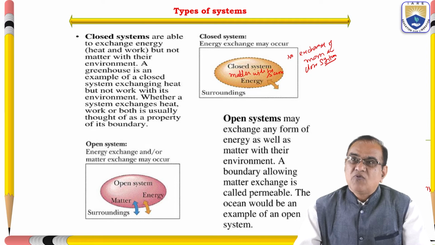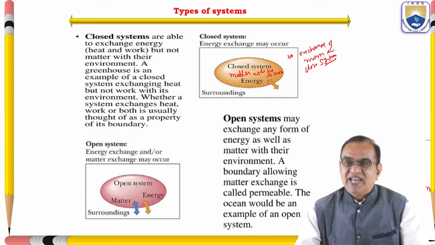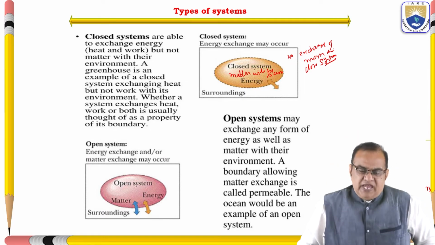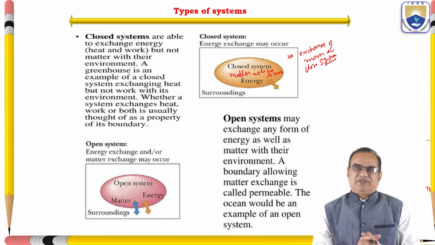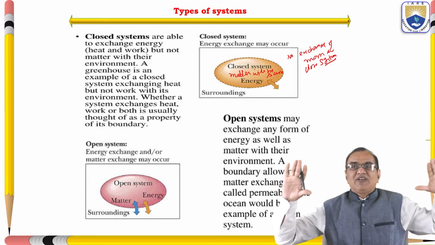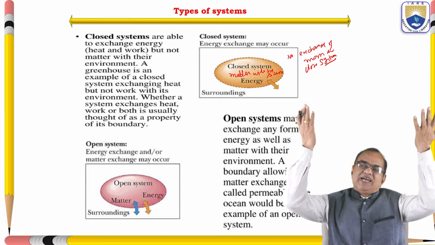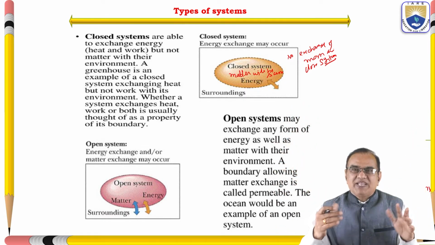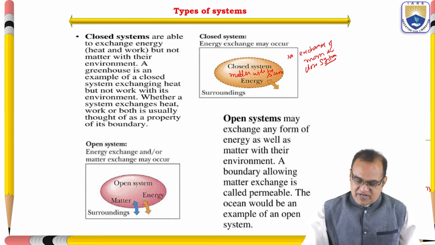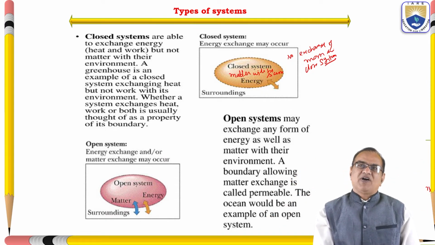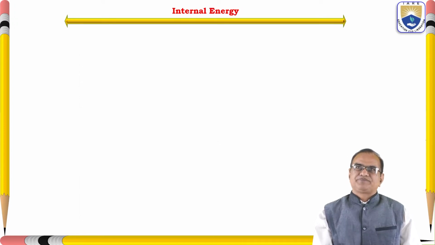The ocean would be an example of an open system. Anything coming in, nothing will happen to the ocean. The ocean will remain the same. Energy will go, water will come from the river, it will go as rain, water will be evaporating, but your system will remain constant. So it is an example of an open system, and the closed systems we will be discussing in all this work. In this course, we will mostly focus on the closed system of thermodynamics.